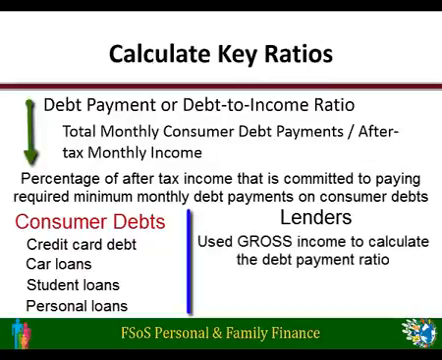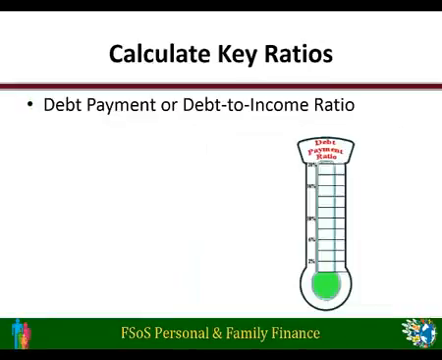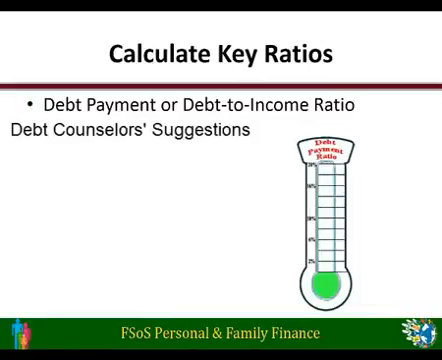And this can be problematic in that it will overestimate the amount of additional debt a person can easily take on. Lenders often require that this ratio does not exceed 33 to 38%, but that's gross income. Debt counselors, on the other hand, offer a little different advice.